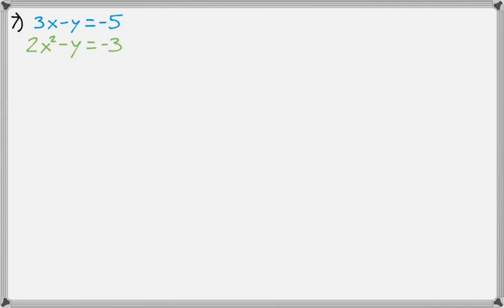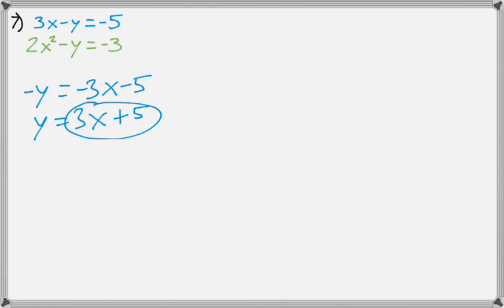So I'm going to choose to isolate the blue y. So I'm going to subtract 3x from both sides and then divide by -1. The next step is we need to substitute this into the other equation where we see y.